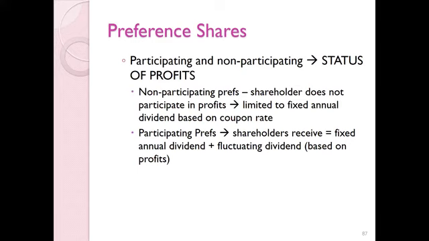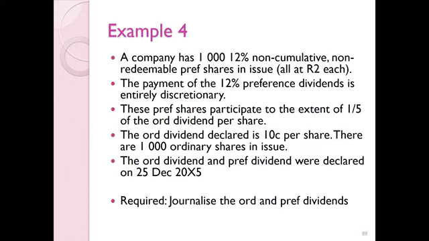So similar to your ordinary shareholders, where the dividend is ultimately based on profits and performance of the entity, they're actually going to have two elements of their payments. So one being the fixed annual dividend based on the coupon rate, and then a bonus or additional dividend that's dependent on the performance of the company itself.